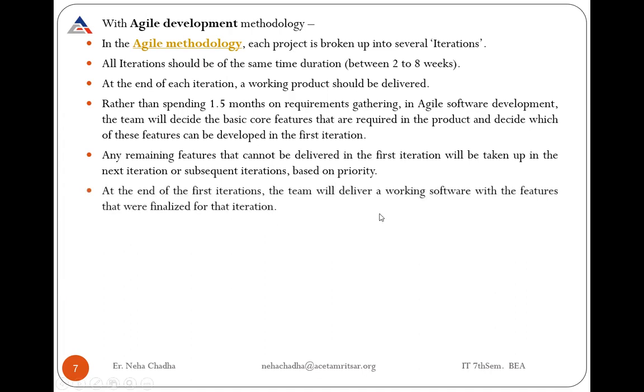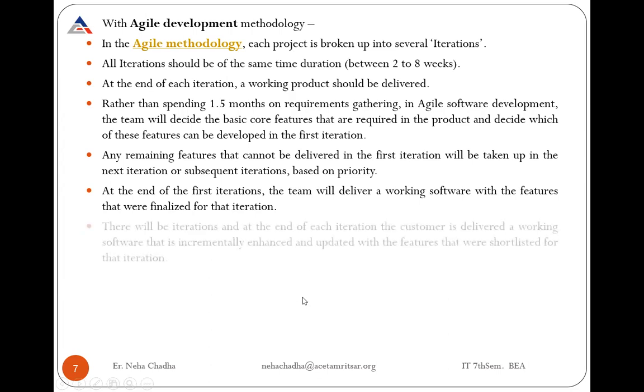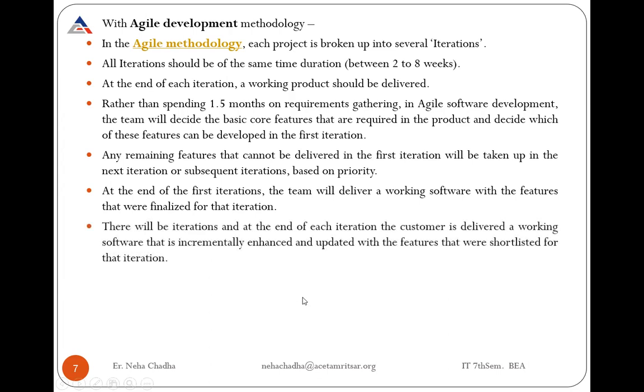At the end of the first iteration, the team will deliver working software with the features that were finalized for the iteration. There will be iterations, and at the end of each iteration, the customer is delivered working software that is incrementally enhanced and updated with the features that were shortlisted for that iteration. As I told you, after each iteration there are some amendments, and then it will be delivered to the customer. The final product will be given to the customer.